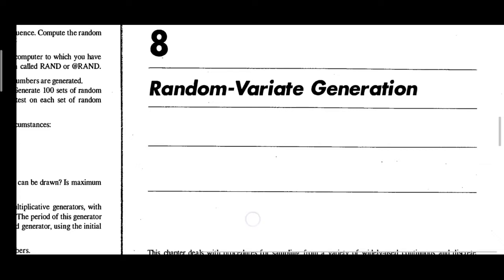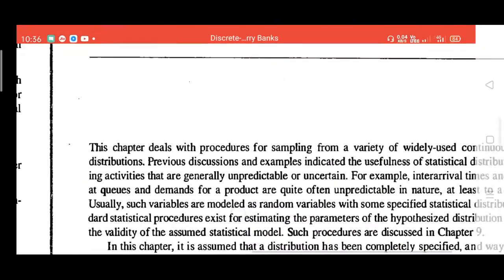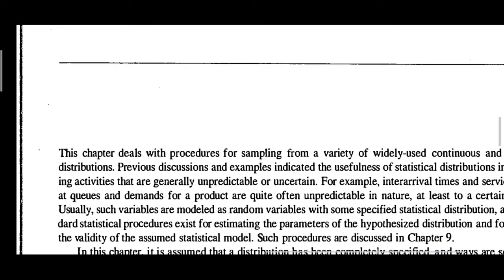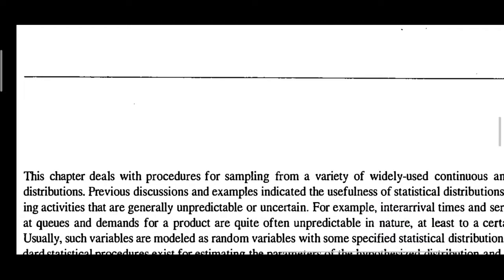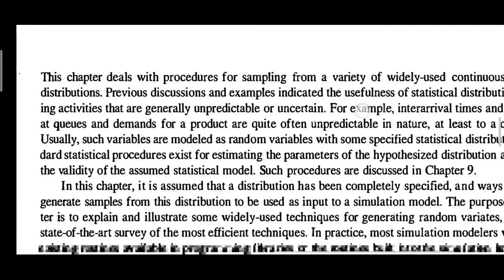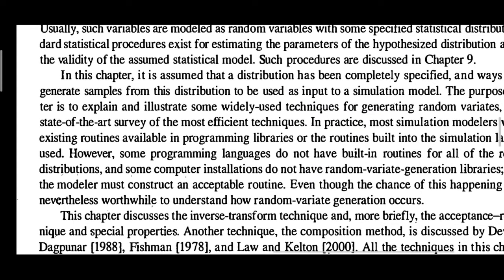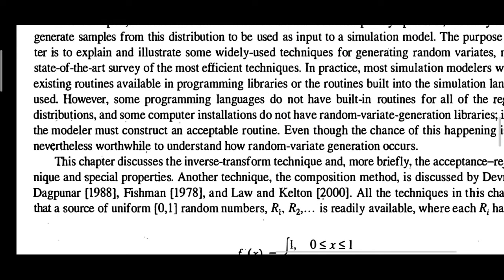Moving on to the next topic, that is random variate generation. This chapter deals with the procedure for sampling from a variety of widely used continuous and discrete distributions. Both the types of distributions we are considering, continuous distribution of numbers as well as discrete distribution of the numbers. Then we are also discussing the inverse transformation. Probability distribution function as well as cumulative distribution functions we'll be speaking about.